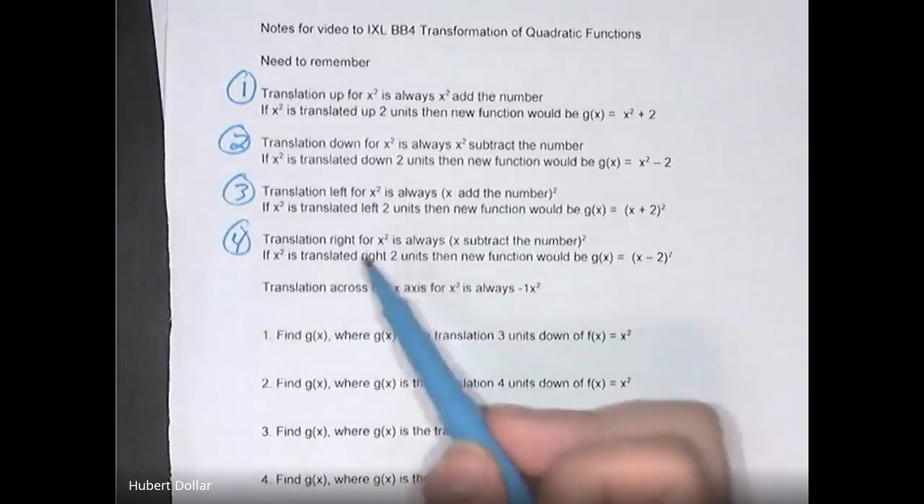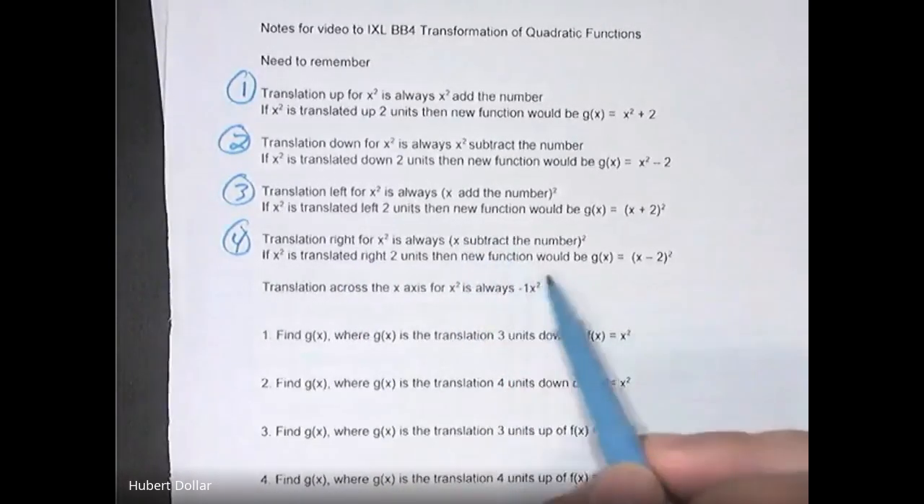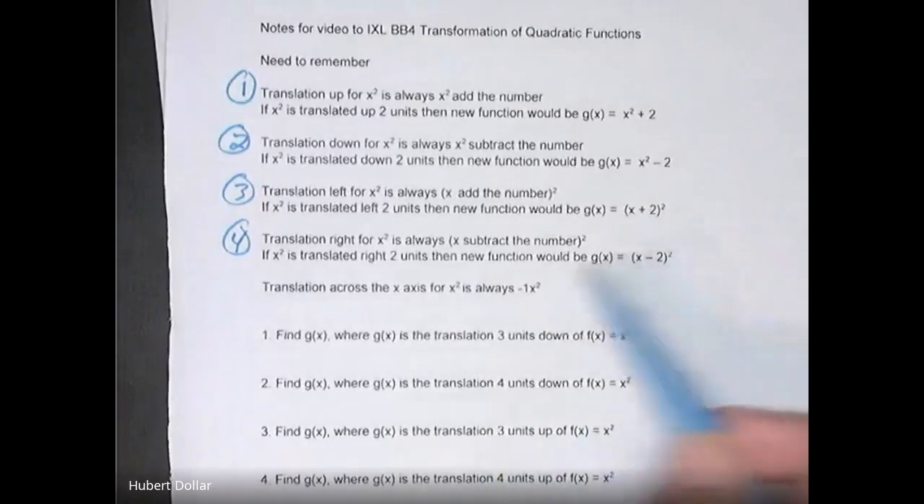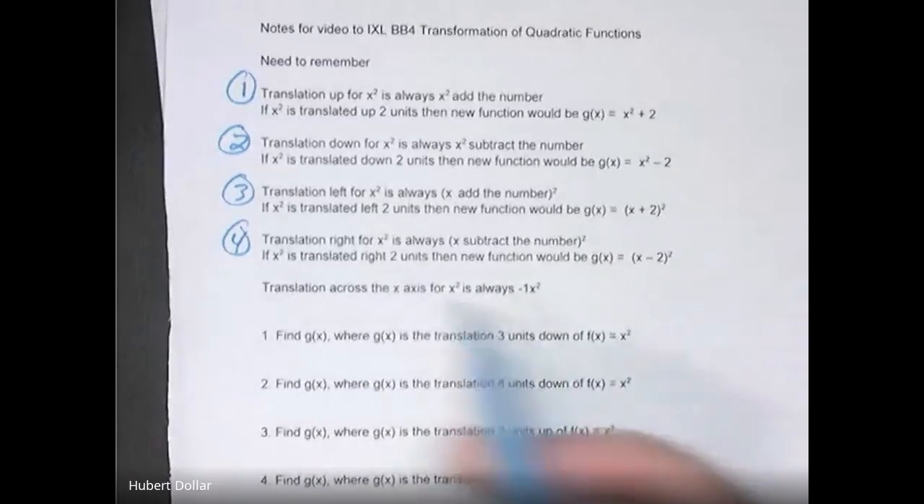The fourth translation is to translate right. And so it's going to be parentheses, and it's going to be x minus the number, squared. So translating right 2 units would be x minus 2 in parentheses squared.